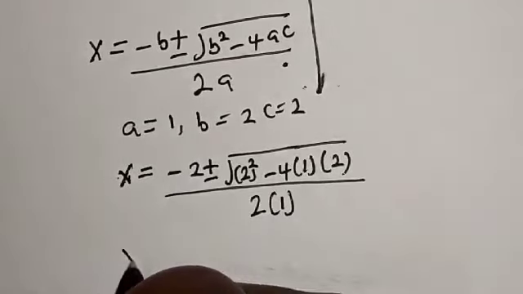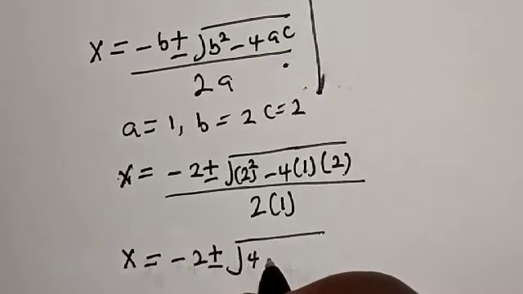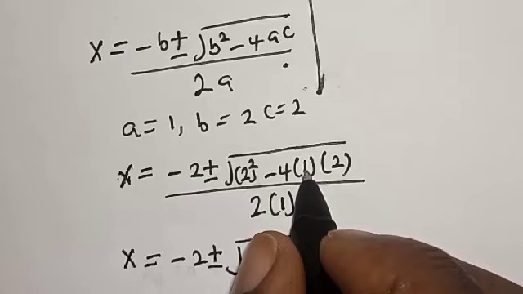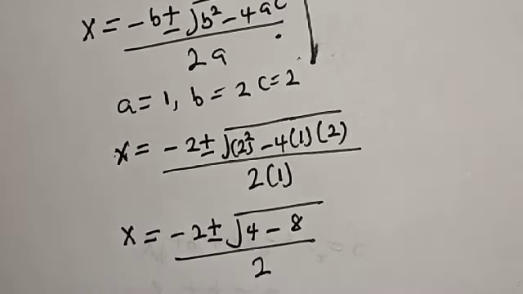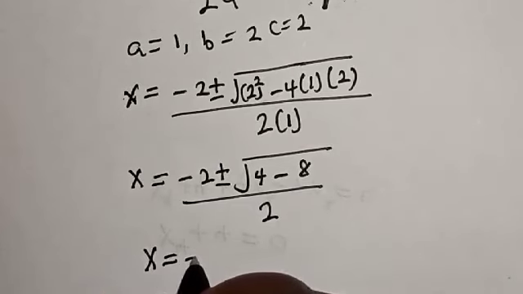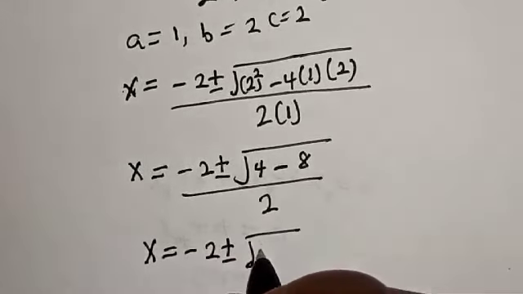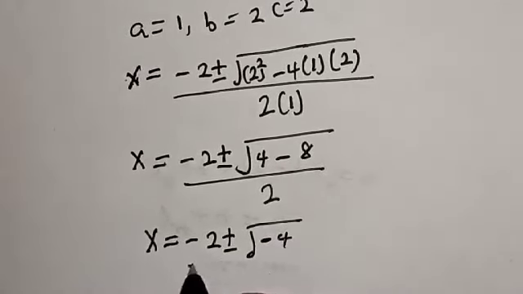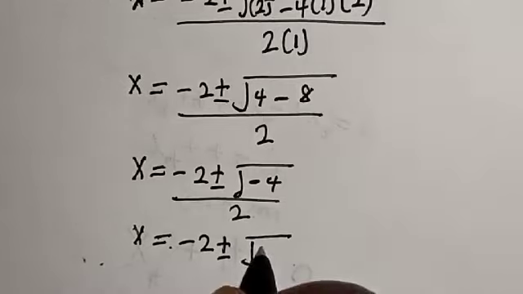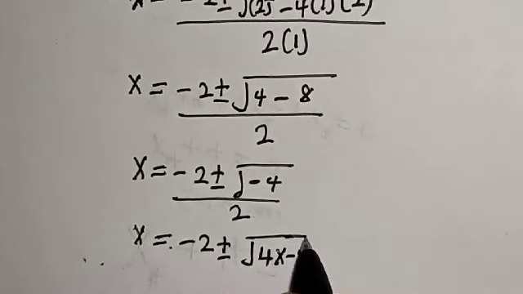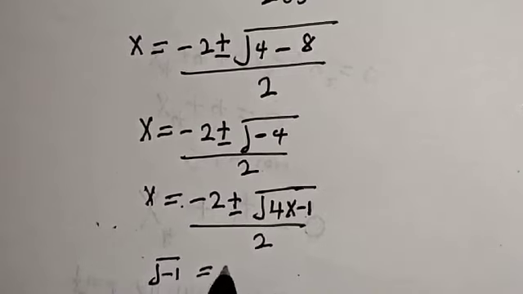Then this is x is equal to minus 2 plus or minus square root of 2 squared, that is 4, then minus 4 times 1 times 2, that is 8, divided by 2. Then this is x is equal to minus 2 plus or minus square root of 4 minus 8, that is minus 4, divided by 2. x is equal to minus 2 plus or minus square root of 4 times minus 1, over 2. Remember this, that square root of minus 1 is equal to i.